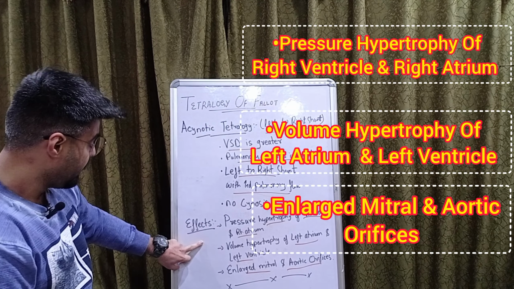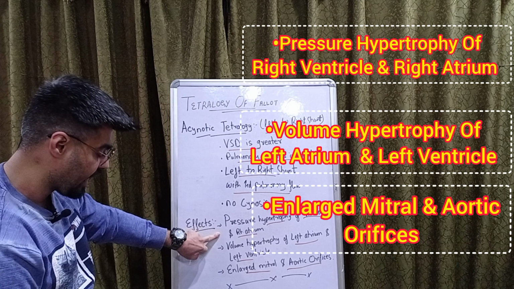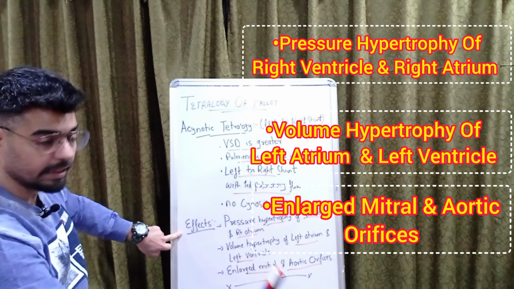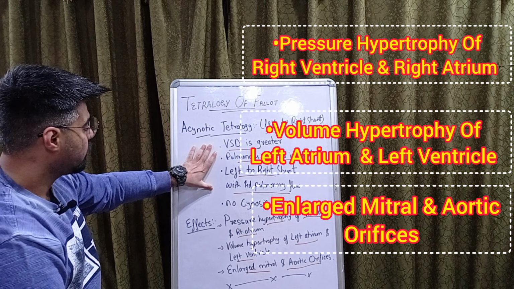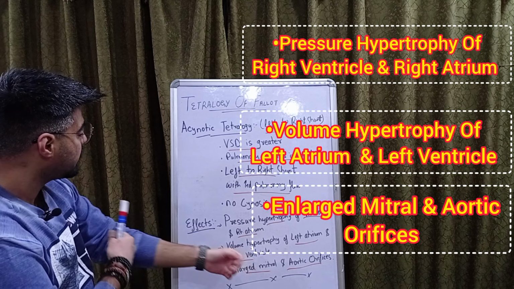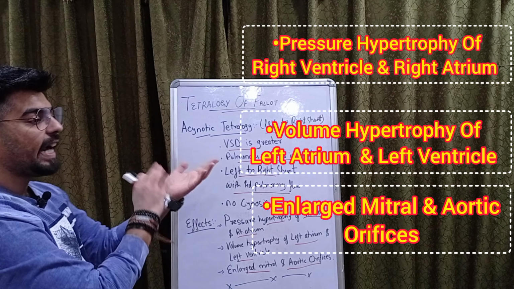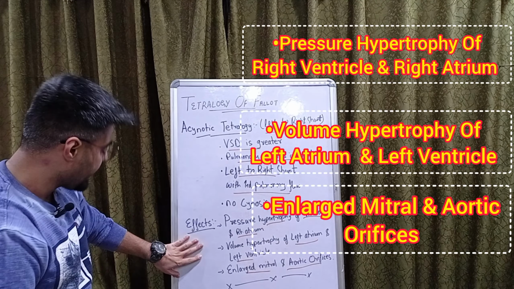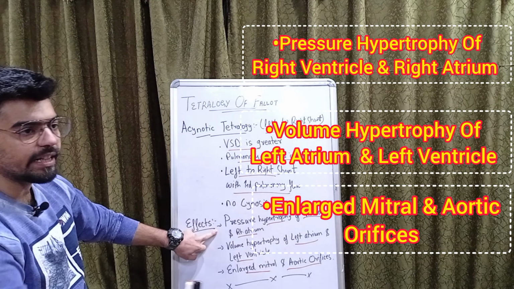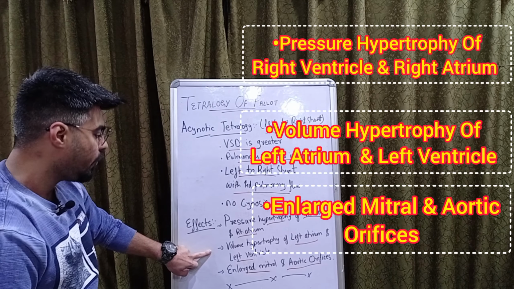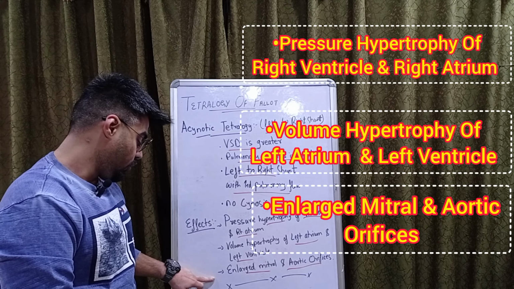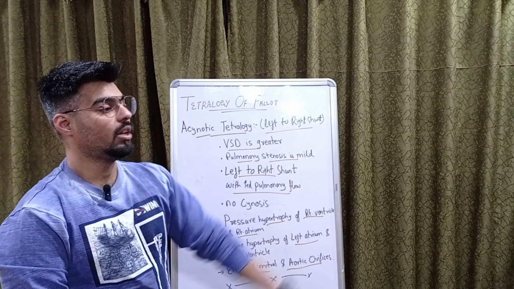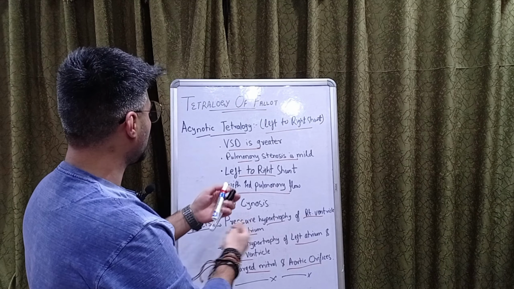Okay, first, what will be there? Pressure hypertrophy of right ventricle and right atrium. Second, you see the effects might be different. Okay, the effects are different, but the concept of acyanotic tetralogy and cyanotic tetralogy goes opposite. Okay, but the effects are different. Fine. So here effects in acyanotic tetralogy: pressure hypertrophy of right atrium and right ventricle, volume hypertrophy of left atrium and left ventricle, due to which there will be enlarged mitral and aortic orifice. That's it. So your tetralogy of Fallot is also completed.